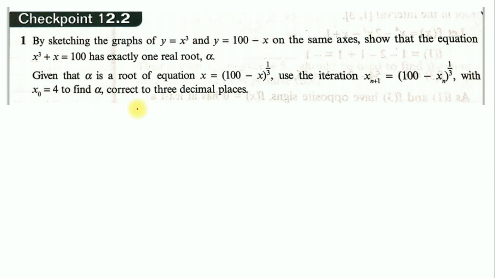Now for the second part of the question, they ask you to use the iteration method. The rearranged form here has been given to you, right? The initial approximation is also given to you. So you just need to repeat the process, right, by substituting x naught into this equation, this formula.